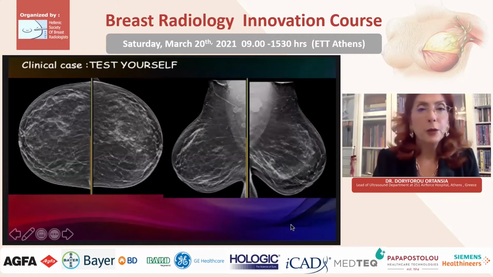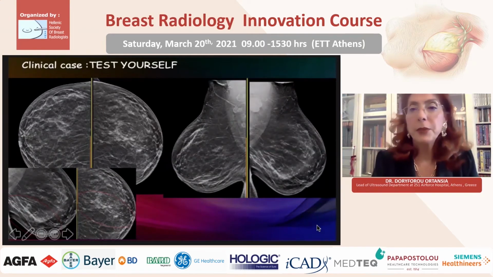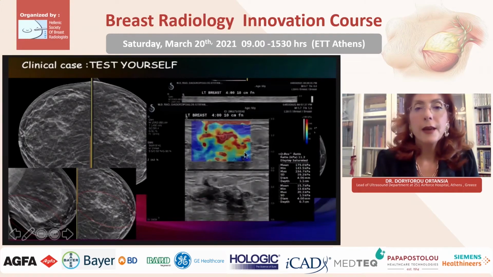Almost unremarkable mammogram, but there is an asymmetry in the lower part. Prominent axillary lymph node, I will give a tip. On B mode, there is a huge 5 centimeter asymmetric area. High stiffness values, not so high. I would expect a low grade carcinoma.